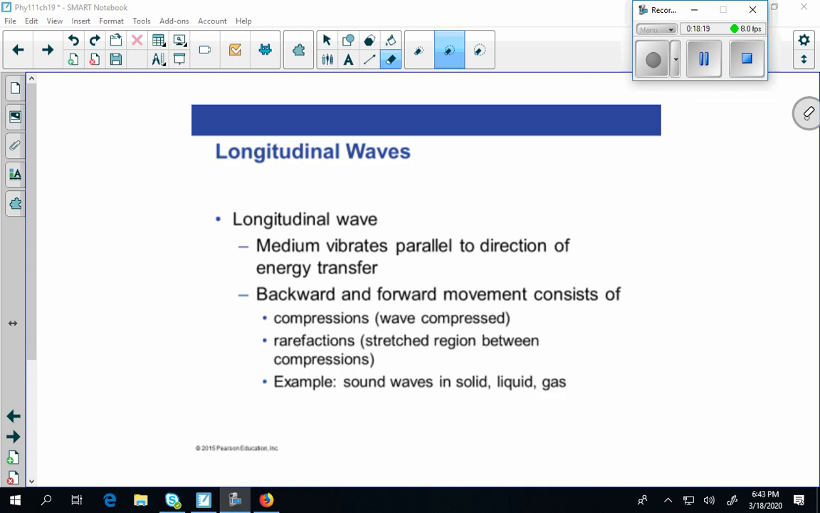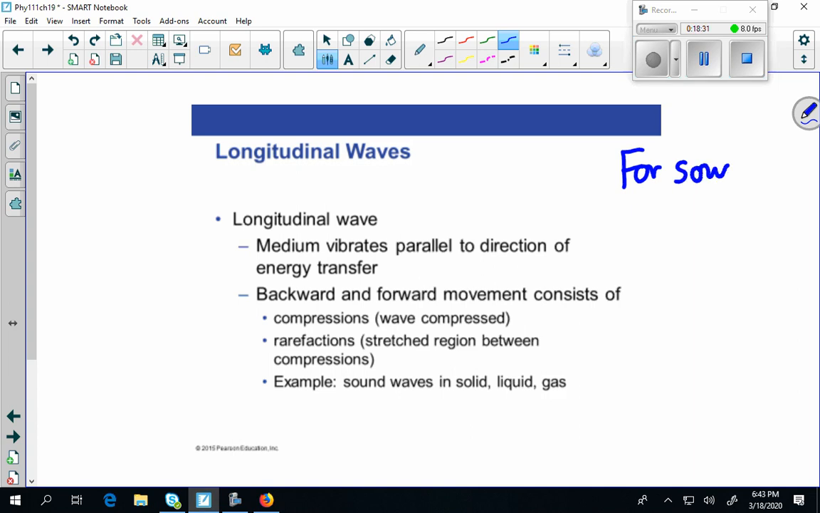Longitudinal waves, the medium, if we're talking about sound waves, the medium is air molecules. Let's go ahead and write that down. For sound waves, the medium is air molecules. That's what carries them.